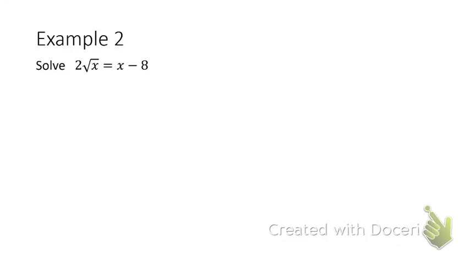Example 2 says solve 2 square root of x equals x minus 8. What's going on there? We have a square root, right? And so we've got to get rid of the square root. So what are we going to do?